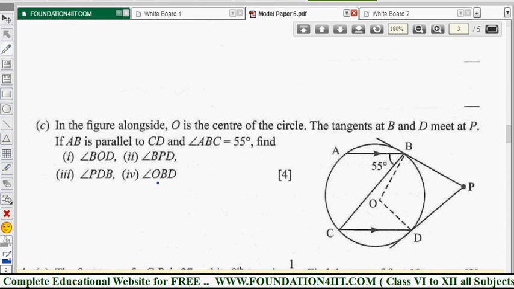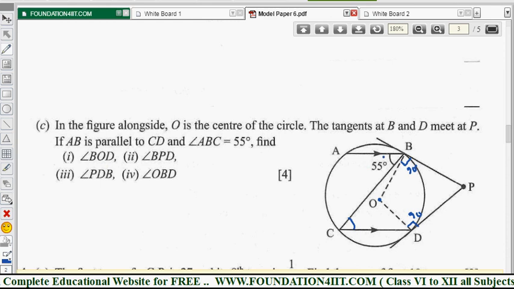in the figure alongside, O is the center of the circle. Tangents PB and PD meet at the point P. AB is parallel to CD. Angle ABC is 55 degrees, is given. Because O is the center, these are radii, so this is 90 degrees, and this also is 90. AB is parallel to CD. It is 55, this is also 55, alternate angles. Let me draw the diagram and I'll show one by one.